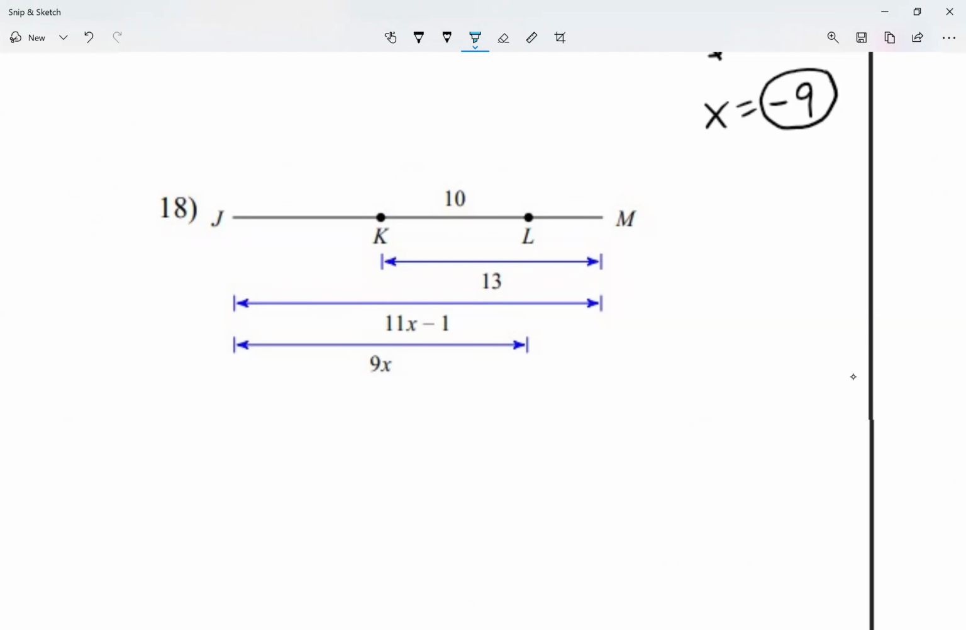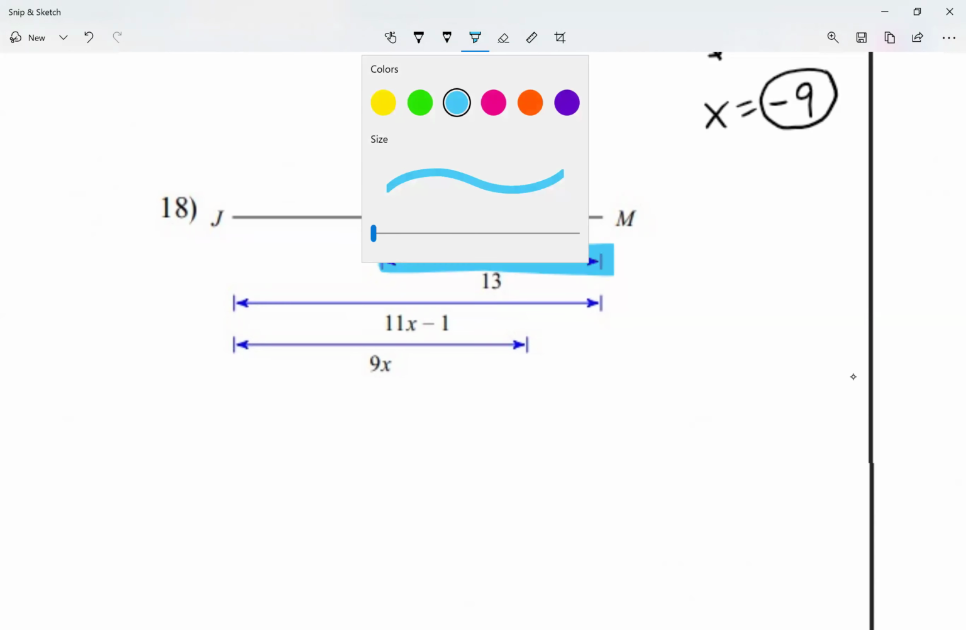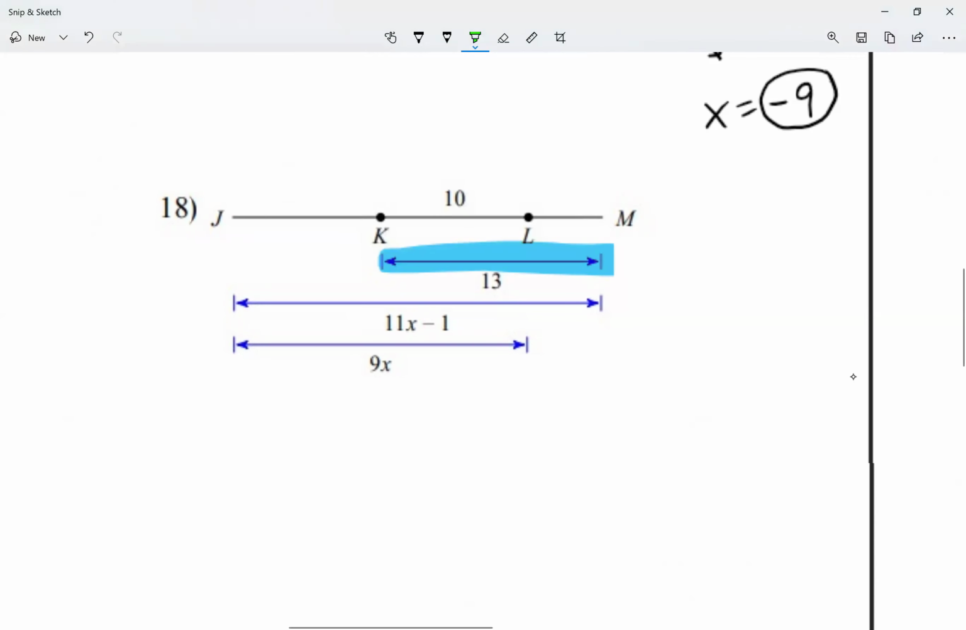Instead, what I'm looking at is this 13. This is a segment. And then I know that segment I can combine this one with this one. Notice I combine two small segments and I come out with a big segment. Okay. The yellow one is 10, right? And the big one is 13.